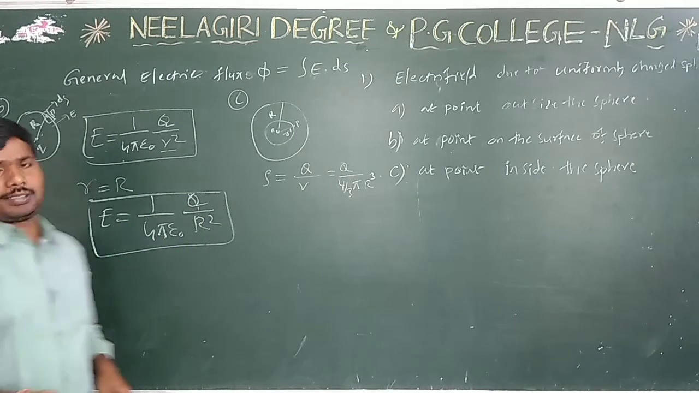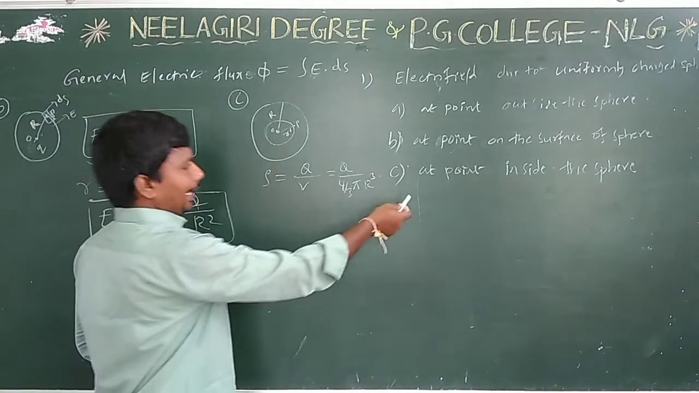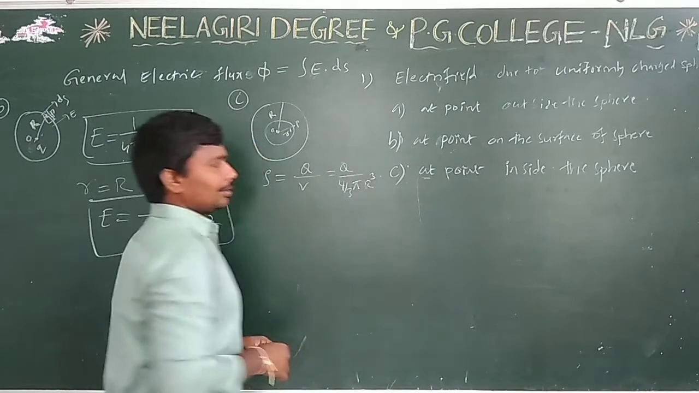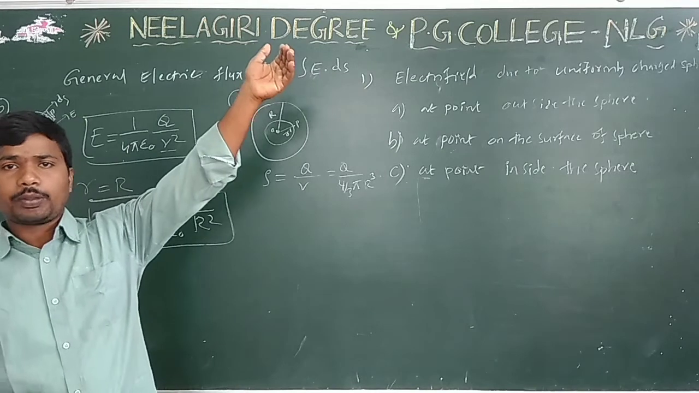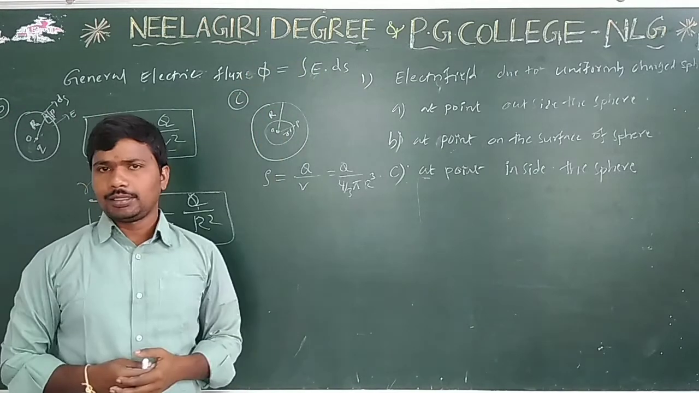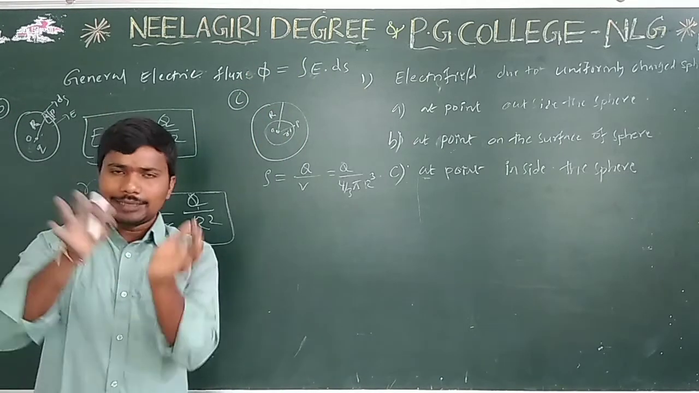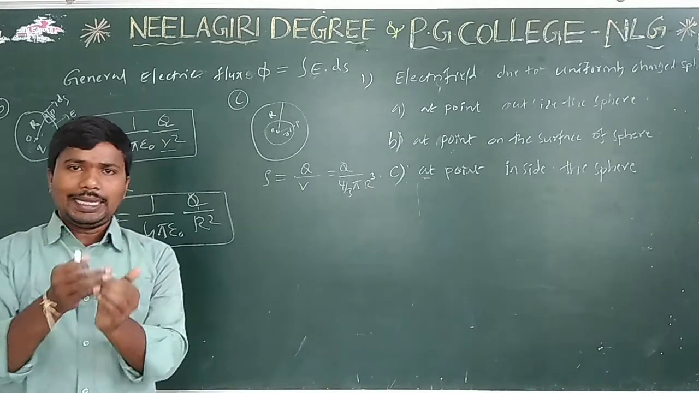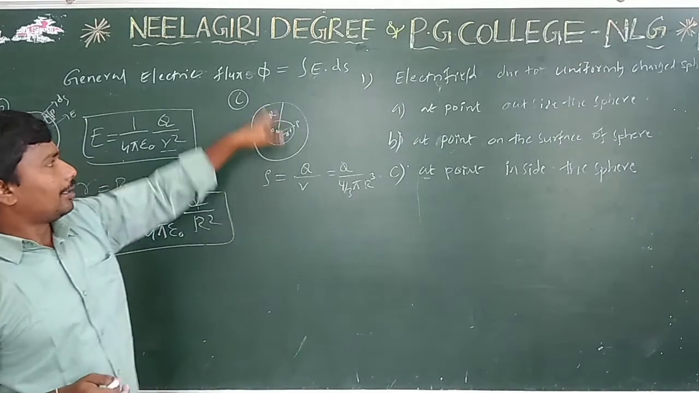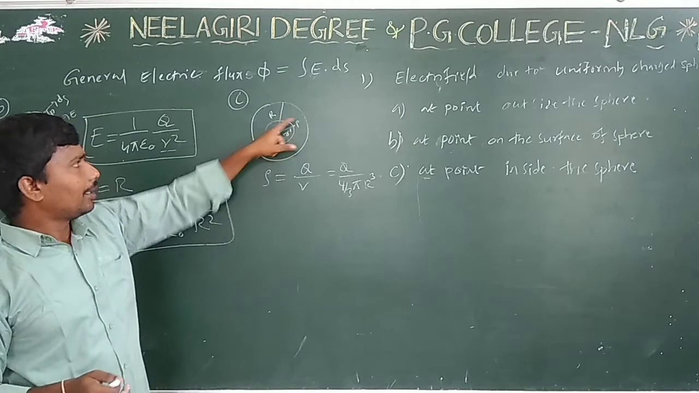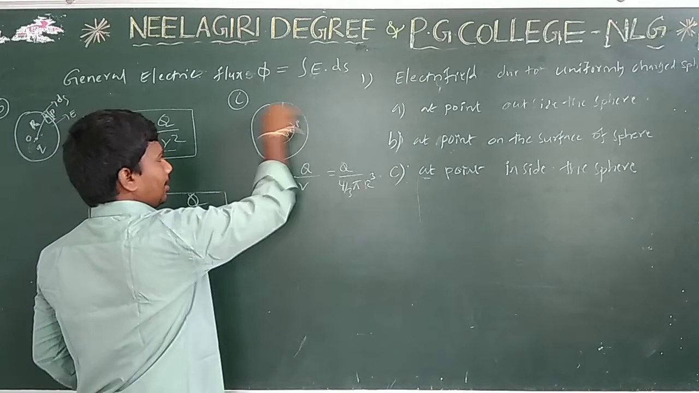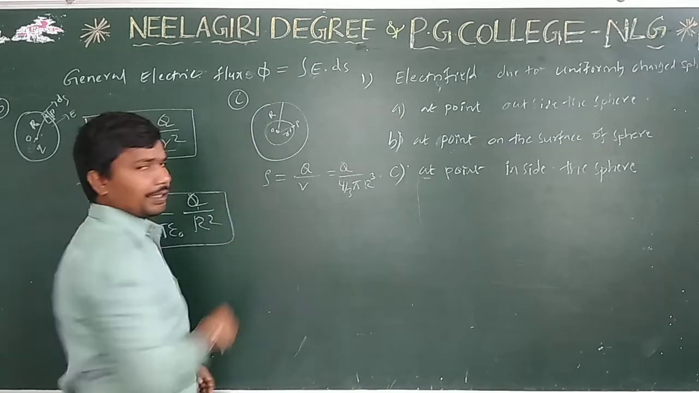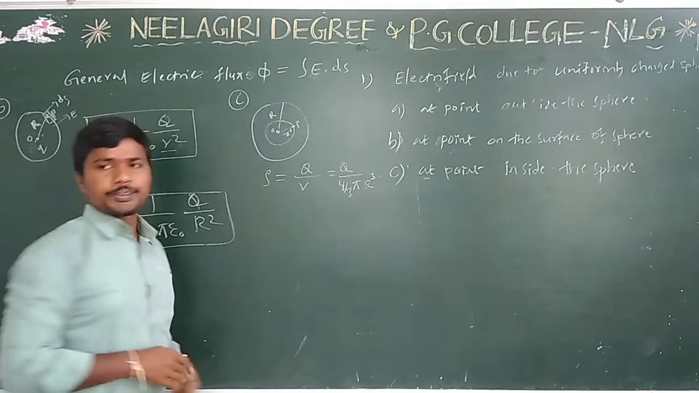So our next topic is a point inside the sphere. In the first case, the point is outside the sphere. In the second case, the point is on the sphere. But here the point is inside the sphere. Okay, diagram here. This is our sphere. Here is our point. This is a Gaussian surface. It is also inside the sphere.